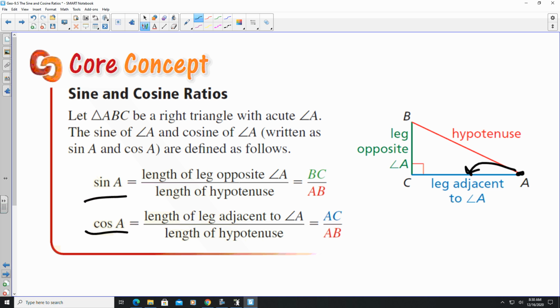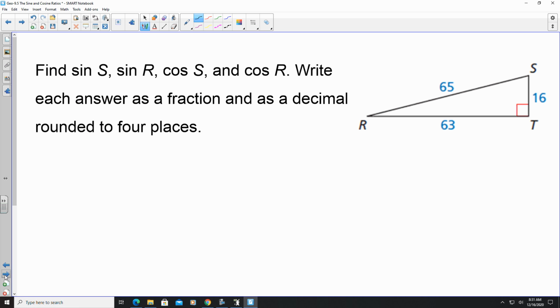So it's kind of the same idea as tangent, just using different side values to get your ratio. All right, here they're asking us four things. They want us to find these two sine ratios and then these two cosine ratios. Just like in the previous section, they want the fraction and the decimal rounded to 4 decimal places.